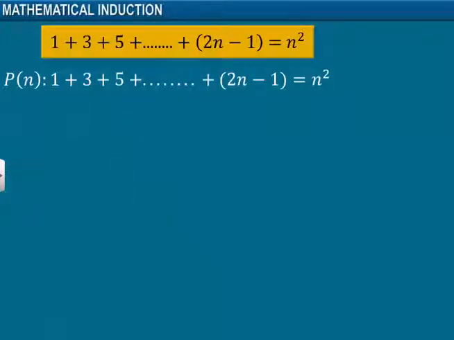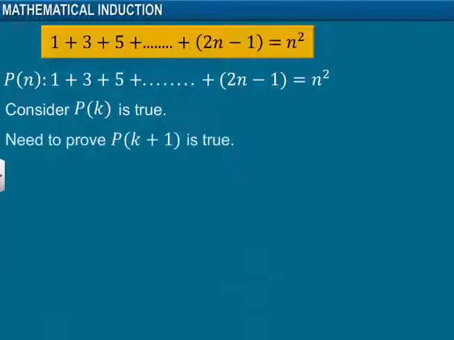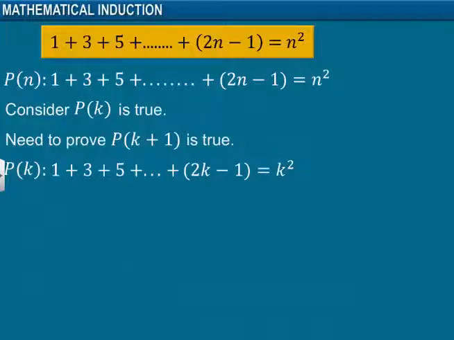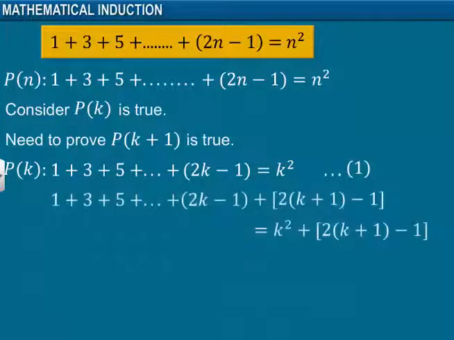Now, let's consider if P of k is true, where k is a positive integer. We need to prove that P of k plus 1 is also true. Since P of k is true, we get this statement. Let this be equation 1. Let's add 2 times k plus 1 minus 1, the next odd integer, to both sides of equation 1.